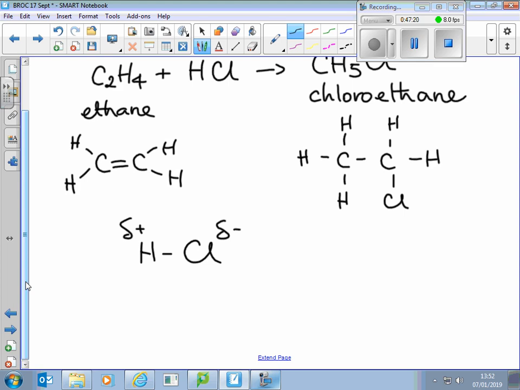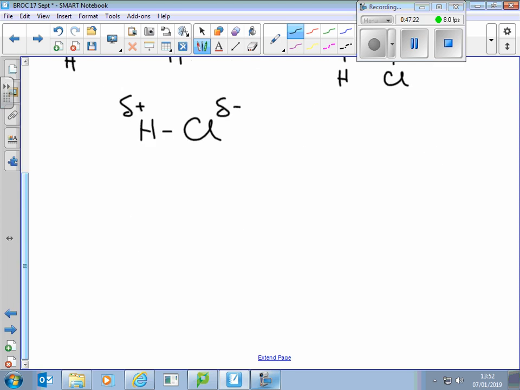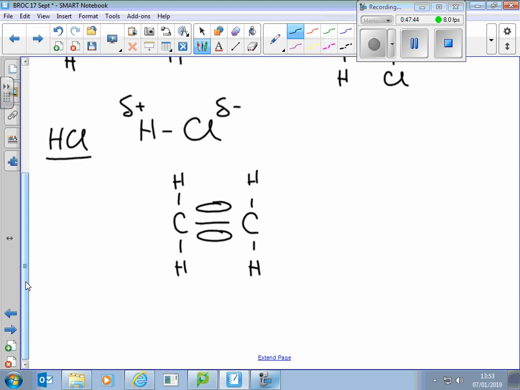Now, the bond that's going to be attacked, I'm just going to do this fairly roughly, I think, rather than give too much away. We've got the sigma bond between carbons like that, and we've then got the pi bond like that. Right, that's our hydrogen chloride. This is our ethene, C2H4. Sorry, lost it for a minute.